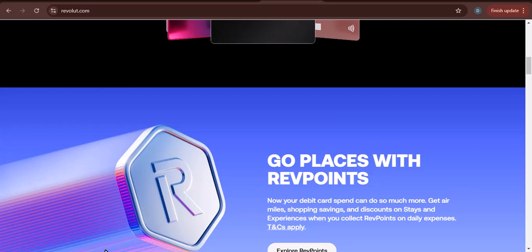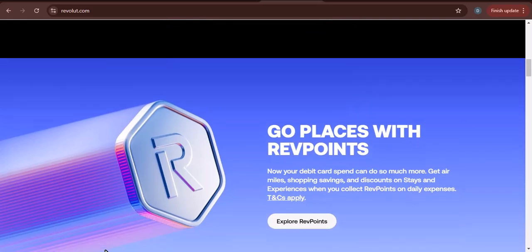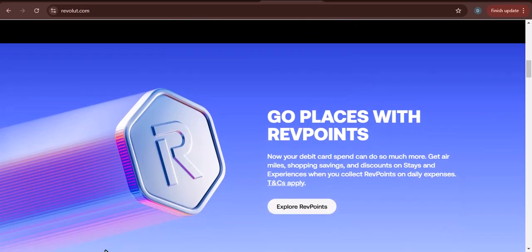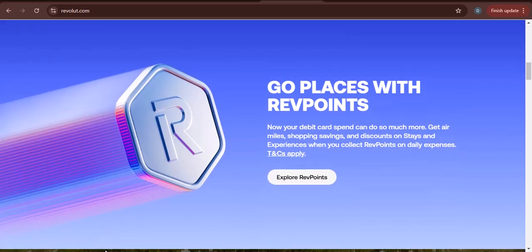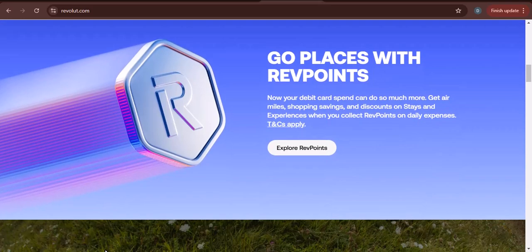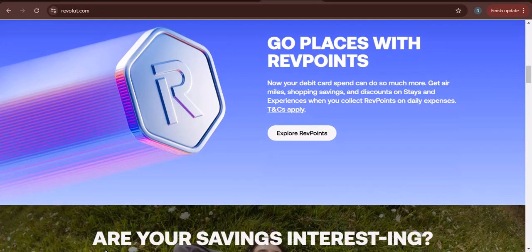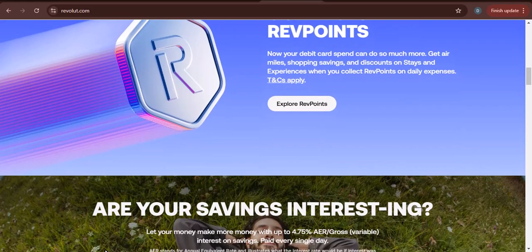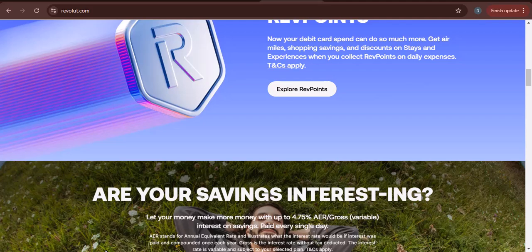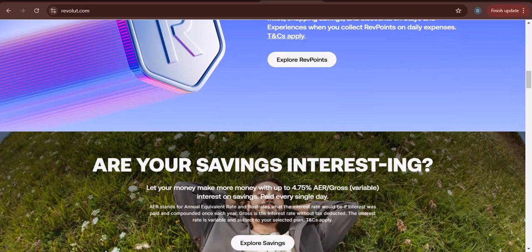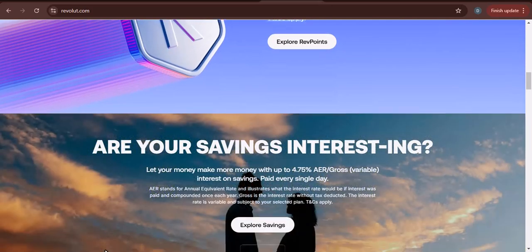So, can Revolut accept USD? The answer is yes. Revolut supports a number of different currencies, including USD. This means that you can easily add USD to your Revolut account and use it to make purchases or send money to other people.